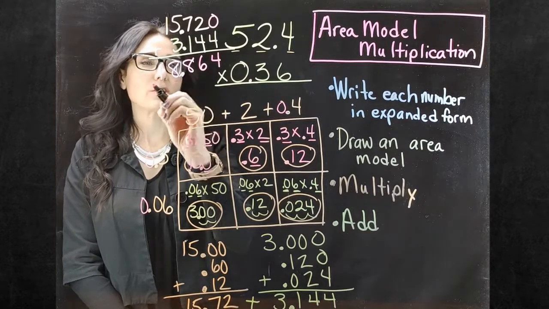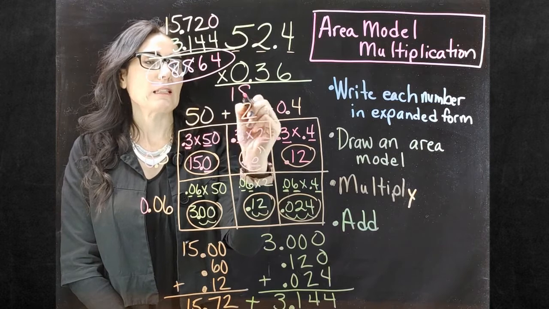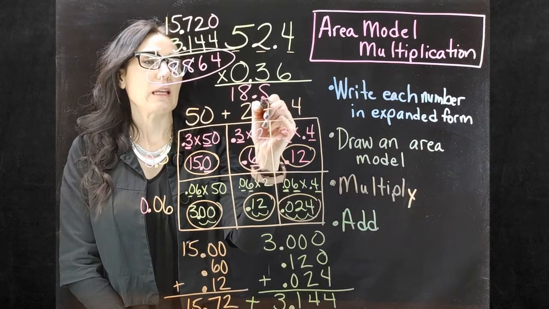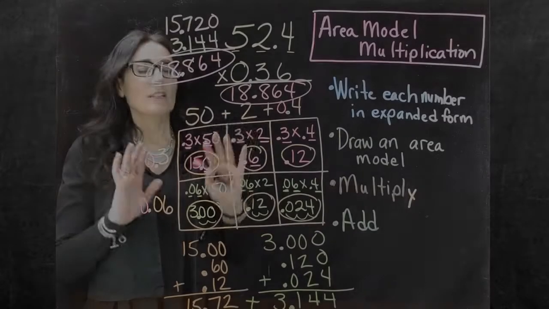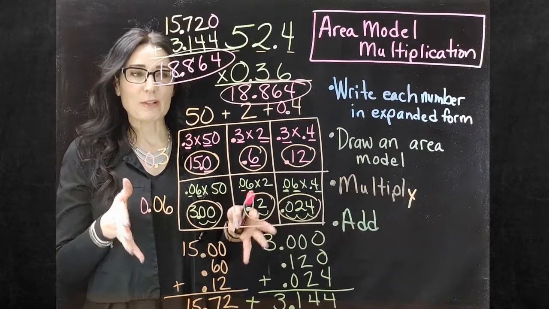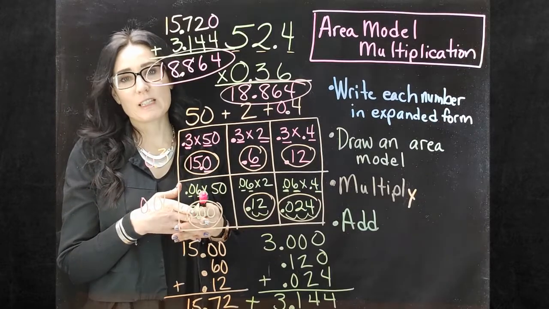So our final answer would be 18 and 864 thousandths. Okay, so that is actually how you use area model when you're multiplying using decimals.